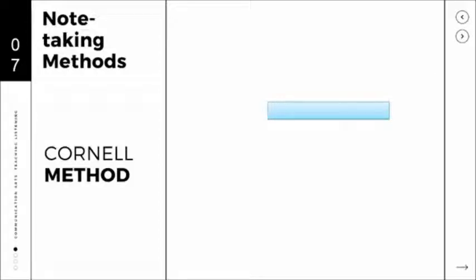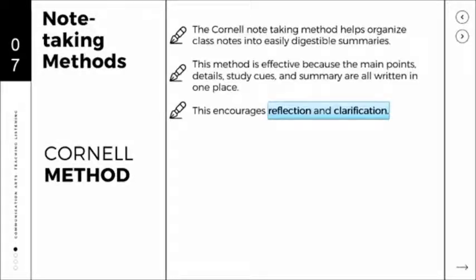Now, these are the proven and tested note-taking methods suggested by experts. The first one is what we call the Cornell method. The Cornell note-taking method helps organize class notes in easy, digestible summaries. This method is effective because the main points, the details, the study cues, and the summaries are written in one place.